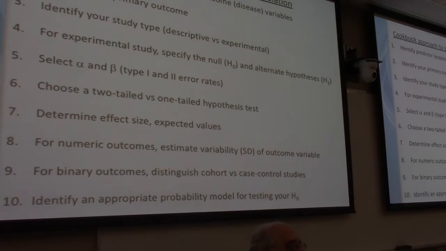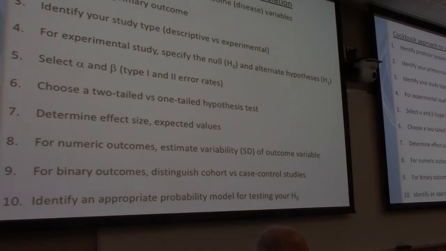And we may be underpowered for secondary outcomes, but they're secondary outcomes, and we don't worry so much about that. So your study power will usually be determined by what you have called your primary outcome. For an experimental study where we're comparing groups, you will need to specify a null hypothesis, which we call H0, and an alternate hypothesis, which we call H1, and we'll define those more clearly in a moment.